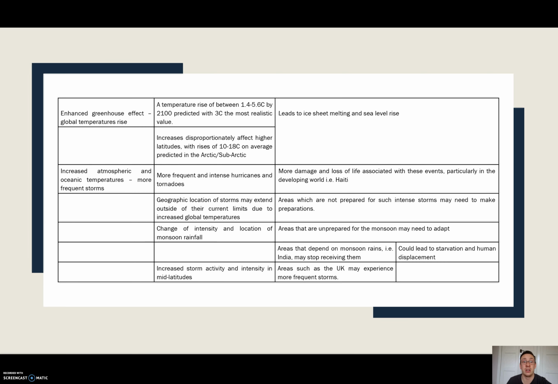Now, another root cause, so an enhanced greenhouse effect making temperatures rise. Now, so temperatures predicted to rise somewhere between 1.4 and 5.6 degrees by the turn of the century.